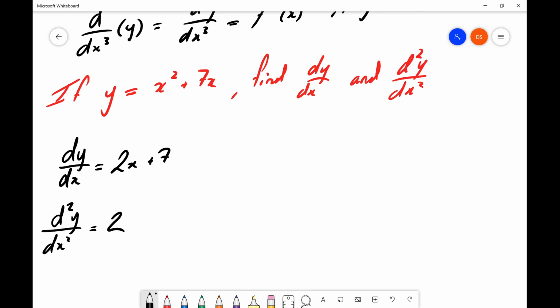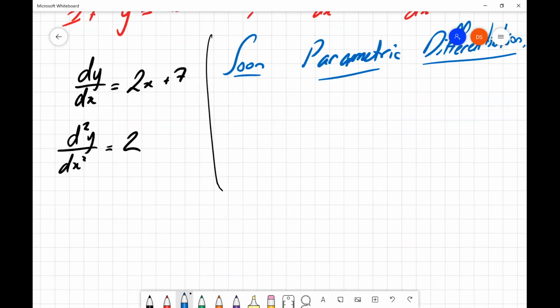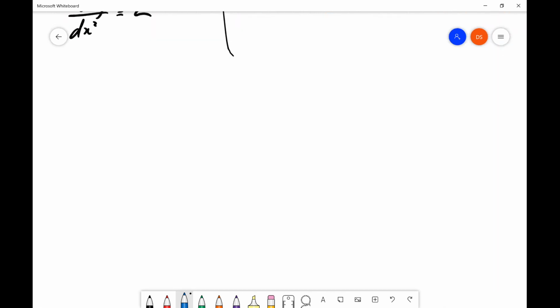Okay, so we will soon learn parametric differentiation. But we'll learn this in a little while. I'm going to just cover a few things about chain rule. So let's go. Let's talk about a chain rule.